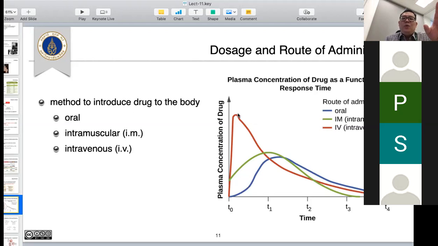But if you inject it in muscle, normally the doctor will inject it here, or your arms, shoulder, or your bum. Then you spend some time until the antibiotic diffuses to the site. The oral is also a little bit slower. Oral and intramuscular may be similar.